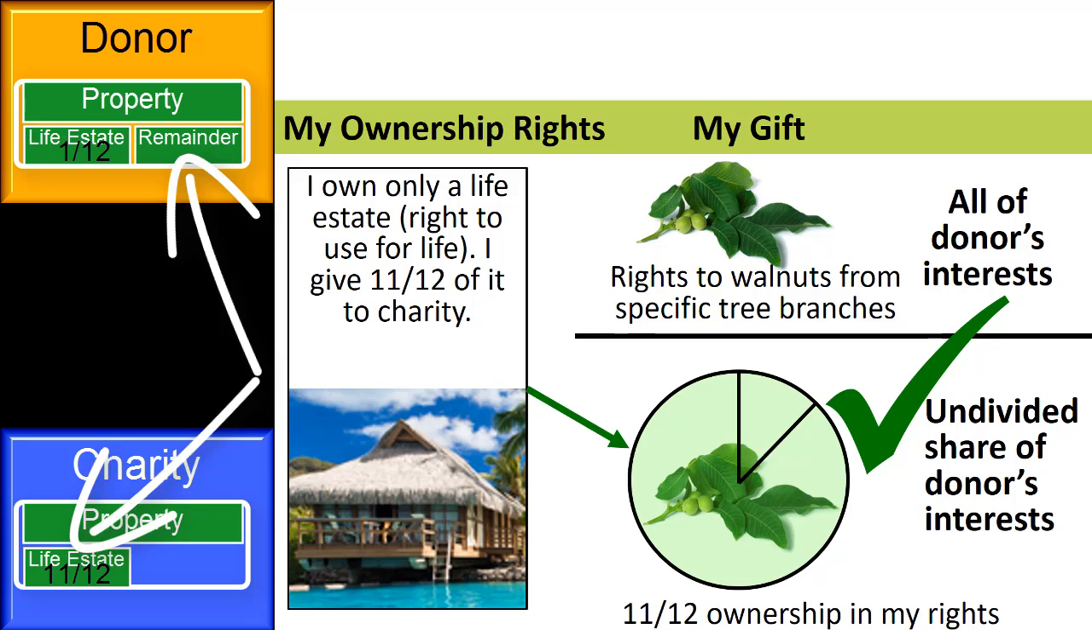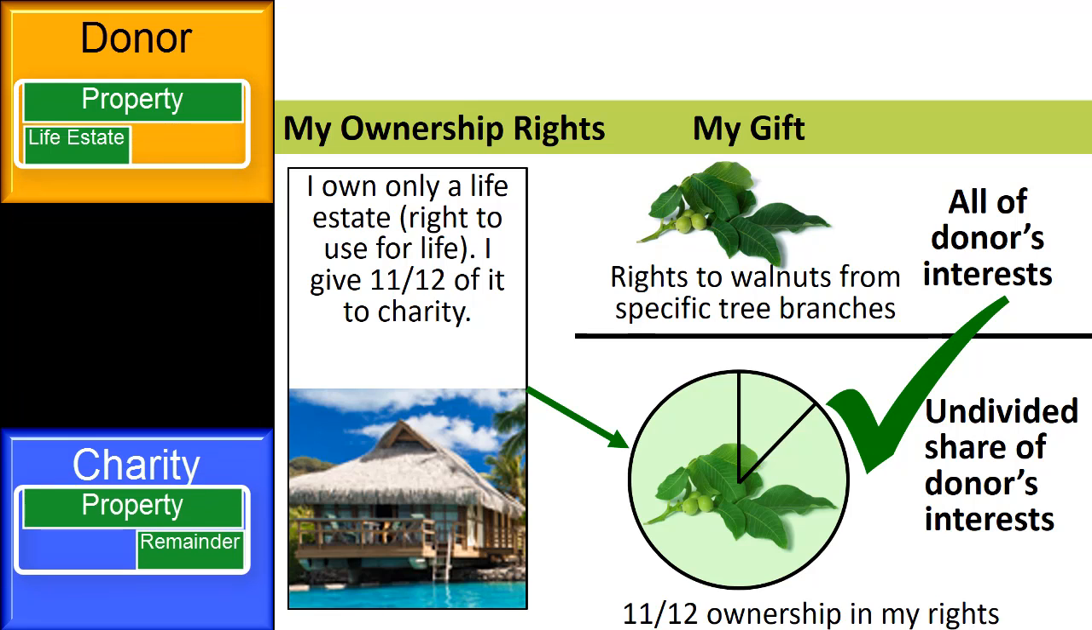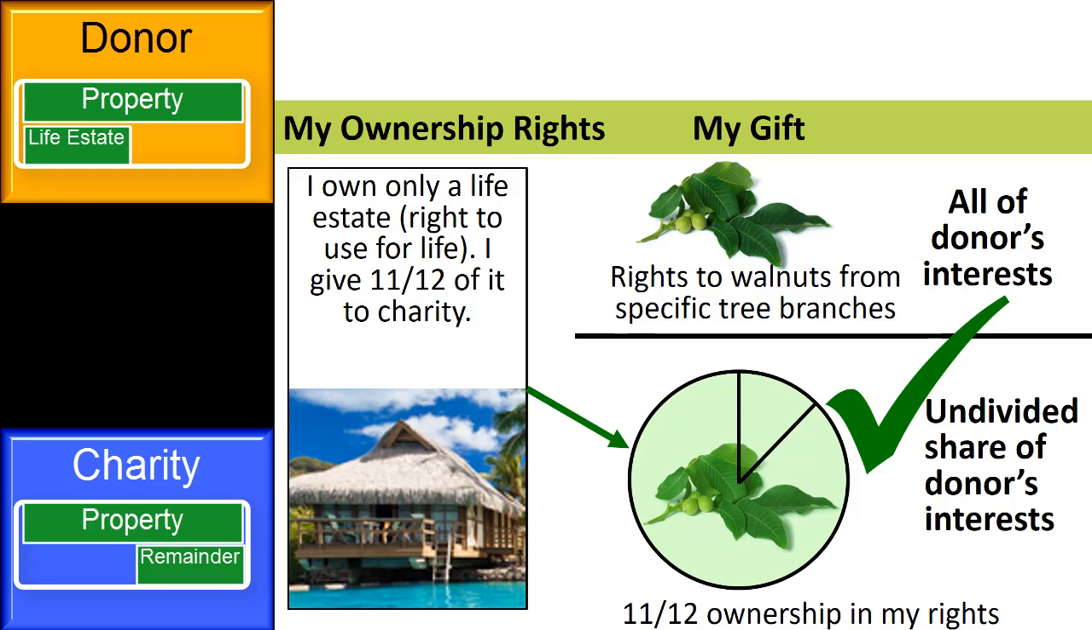And there are no special exceptions for gifting life estates as there are for gifting remainder interests in a personal residence or farmland. But because the donor did not make the gift of the 11/12 interest in a life estate until after his only interest in the property was that life estate, the transfer is deductible. At that point, the donor is giving an undivided share of all of the donor's interests, because the donor's only remaining interest is a life estate in the property.